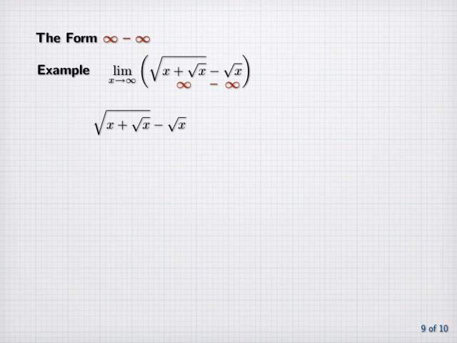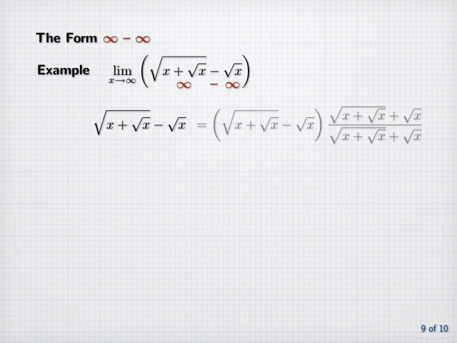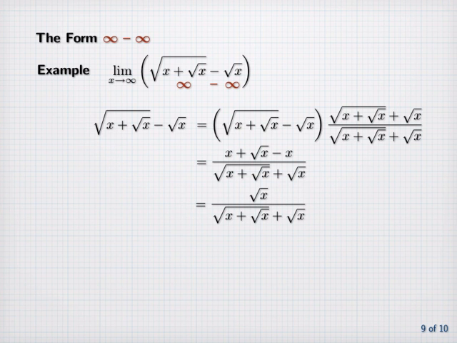Let's take our function, and we're going to do a fairly common thing when one has the difference of square roots, and that is to multiply by the sum of those square roots divided by itself. So we're multiplying by the square root of x plus square root of x plus the square root of x divided by itself. Now when we multiply things out here, we'll have a numerator consisting only of the square of the first term minus the square of the second term. So the numerator is x plus the square root of x minus x. So now we'll simplify, and we have square root of x divided by the square root of x plus the square root of x plus the square root of x.